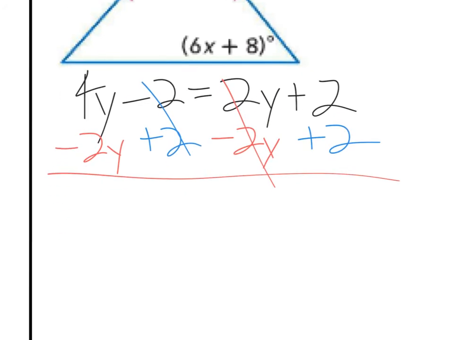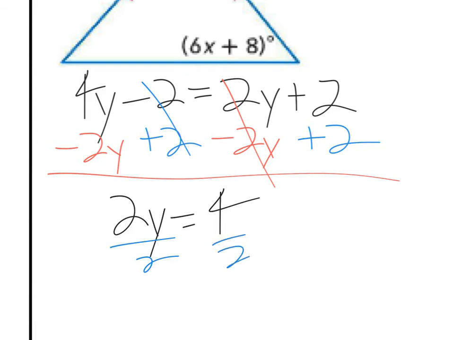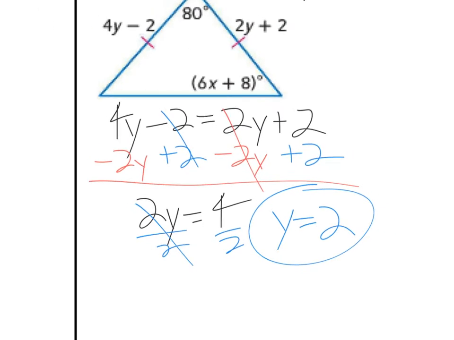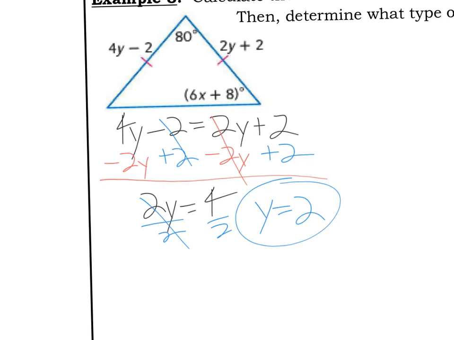So bring everything down. 4y minus 2y is 2y. 2 plus 2 is 4. Divide both sides by 2. And you can see that y equals 2. So I do not know what my side length is until I plug it back in. It doesn't matter which one you plug it into because you set them equal to each other. So you should get the same thing.